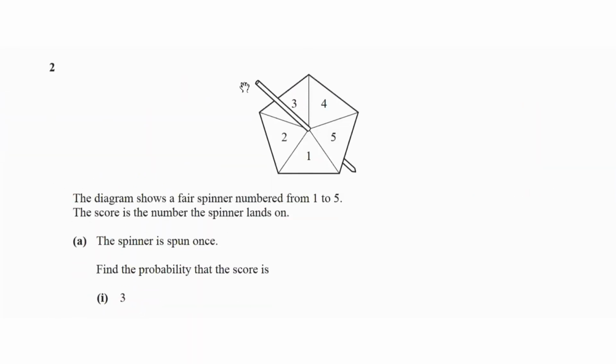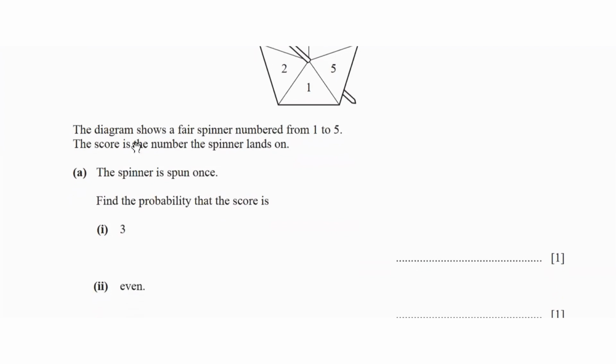Next question says the diagram shows a five-sided spinner numbered from 1 to 5. The score is the number the spinner lands on. Spinner is spun once. Find the probability that the score is 3. So there are 5 sections on the spinner and 3 is on one section. So the probability for the spinner landing on 3 is going to be 1 over 5.